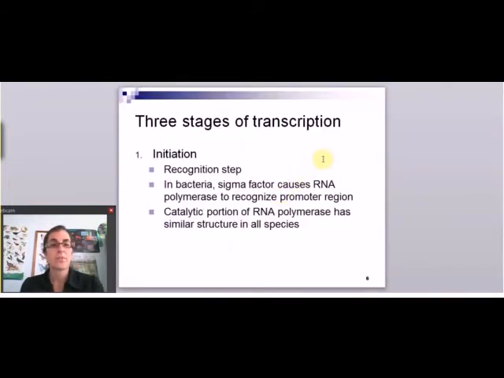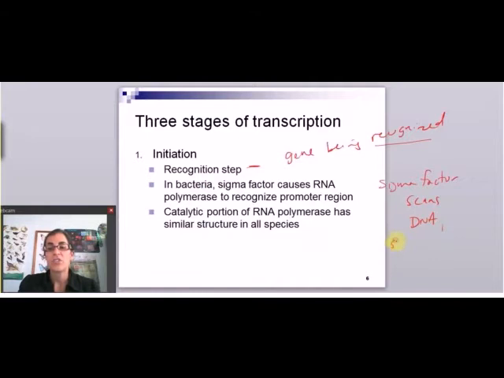So there are three major steps to transcription: initiation, elongation, and termination. And we'll go through each step here. So initiation, as the name implies, is how everything gets started. And so the first thing that has to happen is the recognition step. So this is the gene being recognized. In bacteria, which we're going to focus on, a protein called sigma factor recognizes the promoter. So sigma factor scans the DNA, and it will stop when it finds a promoter.